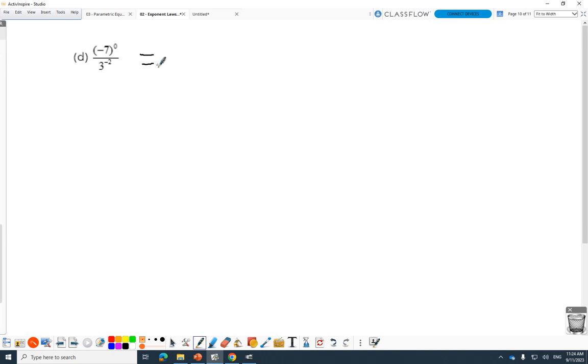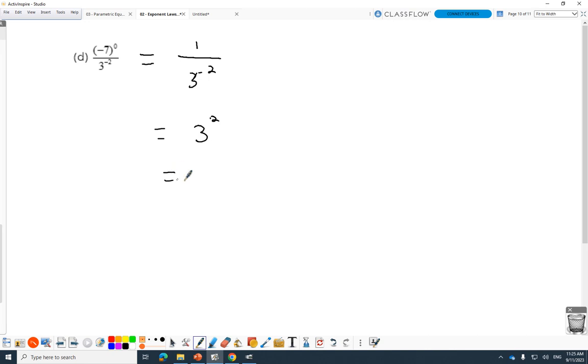Negative 7 to the 0. This one is 1. Negative exponent. Actually, there's more to negative exponents than what I'm saying. But this is a great way to understand negative exponents. Negative exponents means it's in the wrong part of the fraction. That's the only reason it's negative. It's in the wrong part of the fraction. So we can bring that piece up and make it 3 to the positive 2.